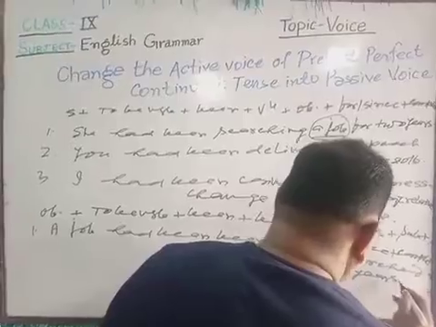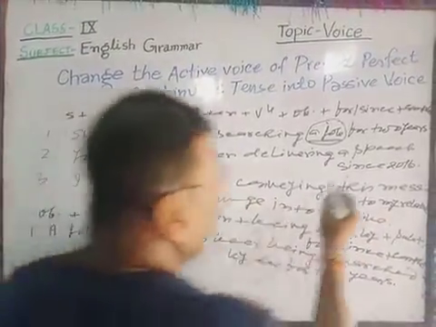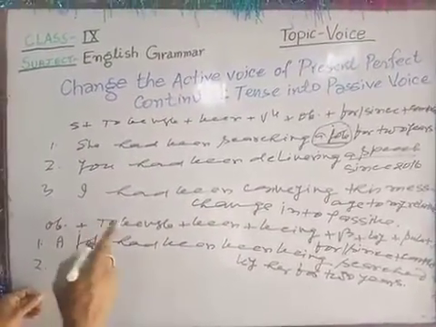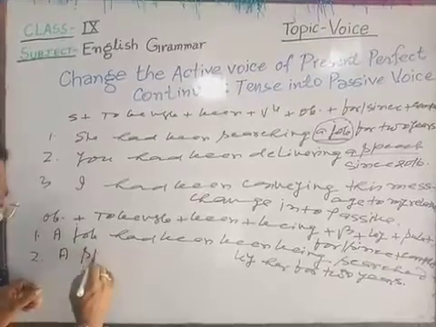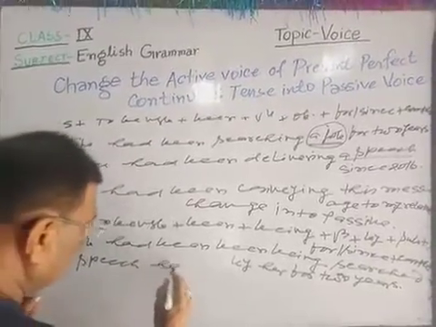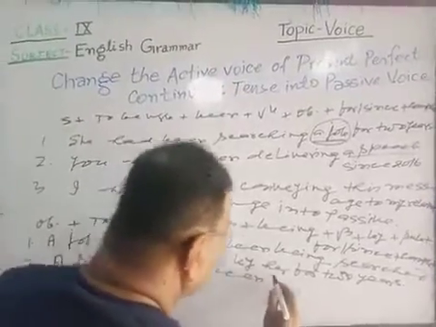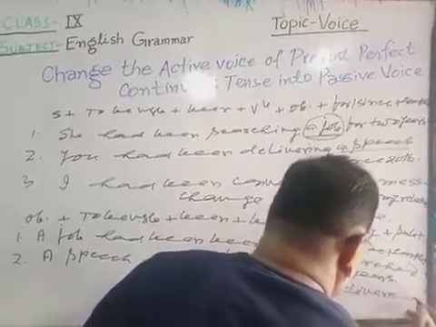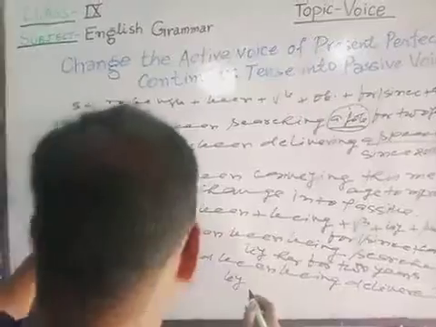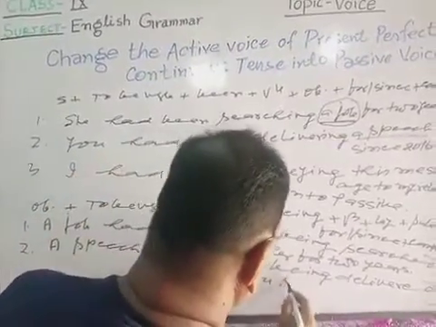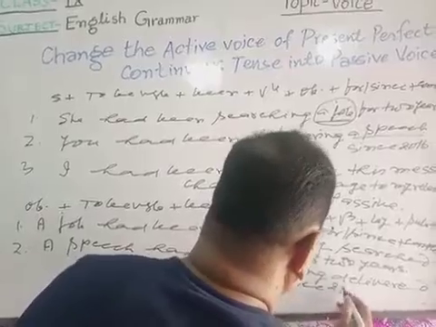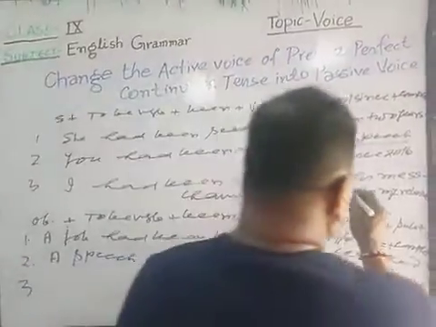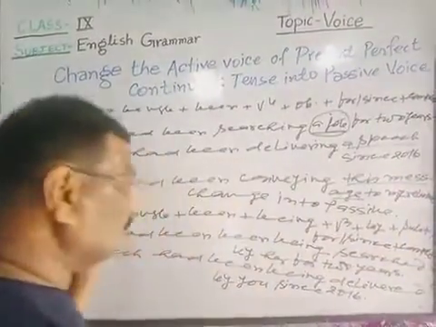In the second sentence, a speech is an object and it comes in the place of subject in passive voice. A speech had been being delivered by you since 2016. And in the third sentence, this message is an object.